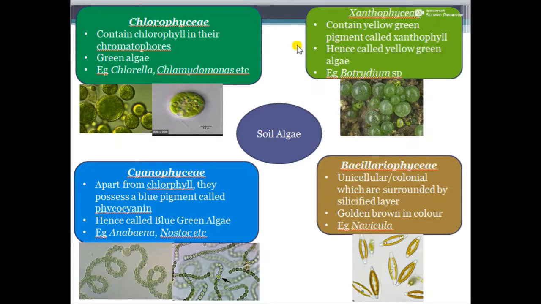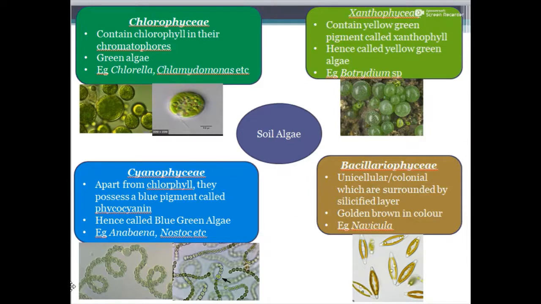So green algae, yellow green algae, blue green algae, and then we have the brown algae here. That is the Bacillariophyceae. This could be either a unicellular or colonial algae, either single or as colonies it occurs. Sometimes it will be surrounded by a silicified layer, that is, silica will be found around it, and it is golden brown in color. An example of that is Navicula. All these algae which I am showing here have been found to be soil algae. Hope this is clear to you.